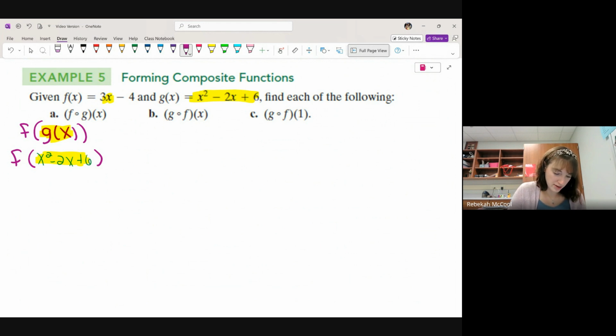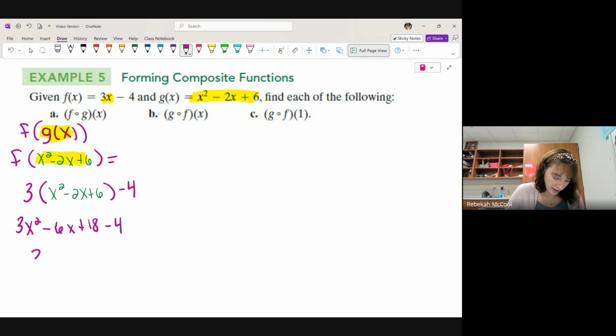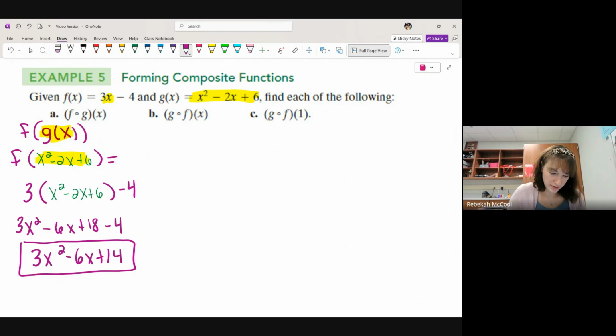Well, my function f says I take 3 times my input. So this is going to become 3 times my input. But that's the thing that's changing. g is now my input. And so that's where I'm going to put my x squared minus 2x plus 6. So that's 3 times my input, and then I still have the minus 4. So we can simplify this a little bit, right? We can distribute that 3. We'll get 3x squared minus 6x plus 18, and then a minus 4. Combine like terms, and then plus 14. So this would be what we get when we compose f of g of x.